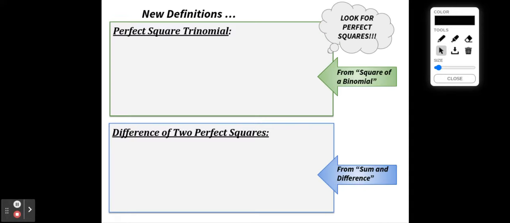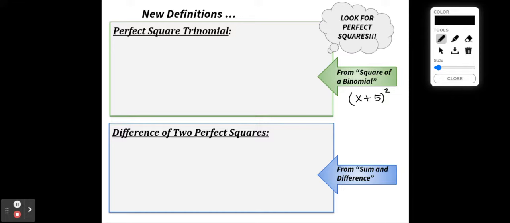Let's take a look. So we got a couple new definitions. You really haven't heard of a perfect square trinomial, nor have you heard of difference of two perfect squares, but they come from something that we already know from lesson 8.4. A perfect square trinomial comes from the square of a binomial. And if you remember, the square of a binomial was when we took something like x plus 5 and it was squared, so we had a binomial squared. So a perfect square trinomial comes from that.